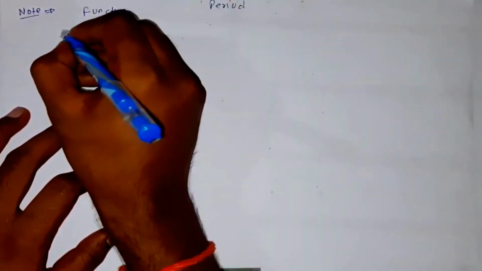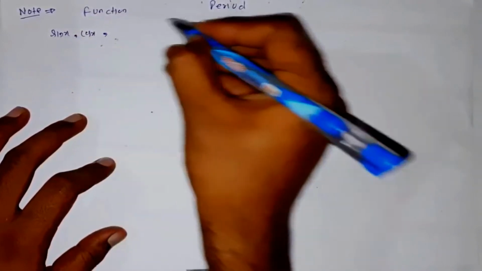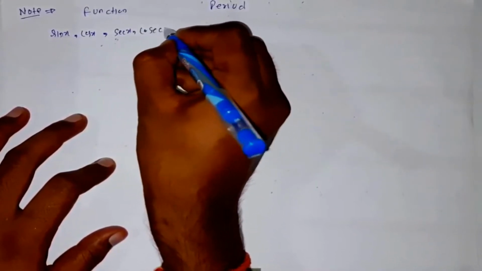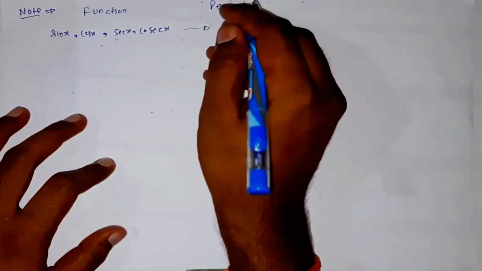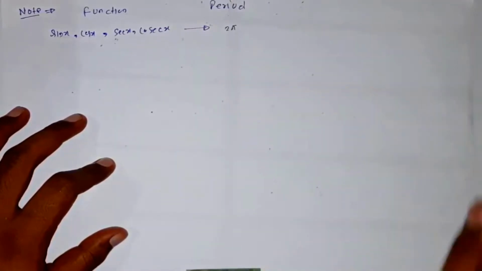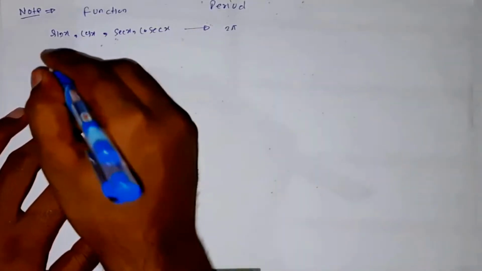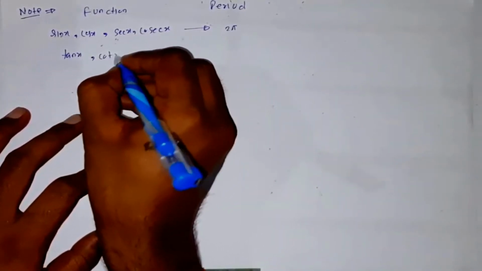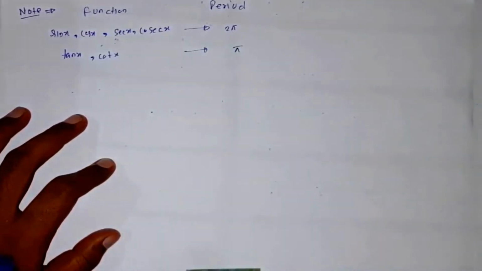Okay, this is sin x, cos x, sec x, cosec x. The time period of these types of functions will be 2 pi. This is standard. This is the fundamental period of the function. Okay, as far as tan x and cot x are concerned, the period will be pi. Okay, I hope it is clear.